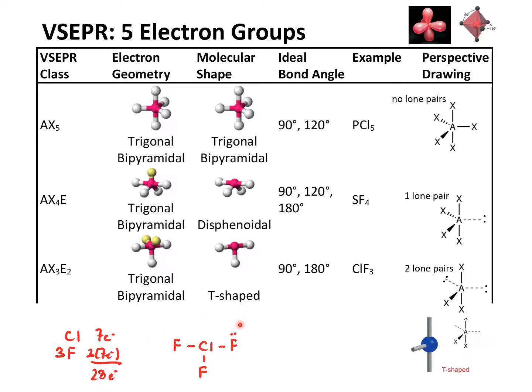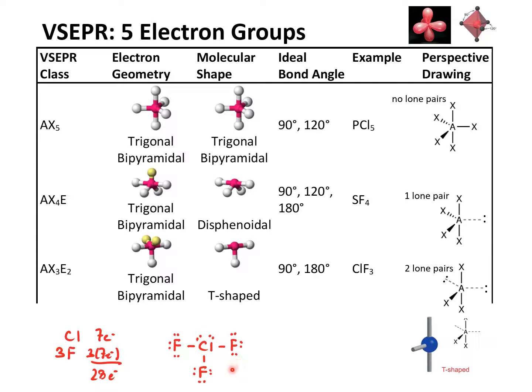So here we have 8, 10, 12, 14, 16, 18, 20, 22, 24 electrons distributed so far. Now the remaining electrons are distributed on the central atom, giving us 26, 28 electrons. And here we've distributed all of the electrons, and this is the correct Lewis structure for chlorine trifluoride.